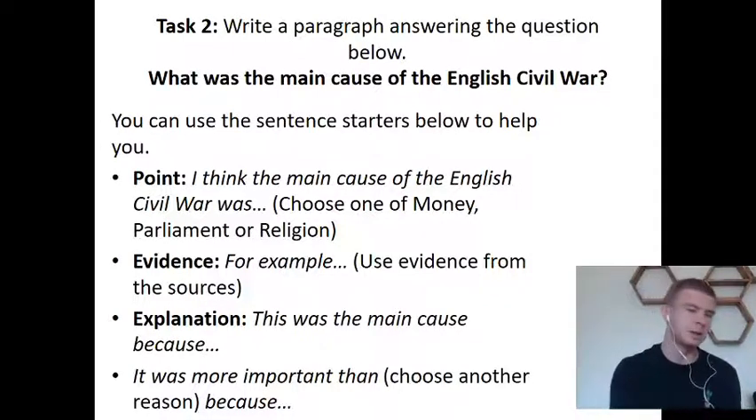For example, Charles I raised ship tax as an example, and then you need to explain this was the main cause because, and try to come up with a reason why you think that reason is more important than another one. Use this sentence starter to help you with that. It was more important than, let's say you've chosen religion, it was more important than money because, okay, and try to come up with it that way.